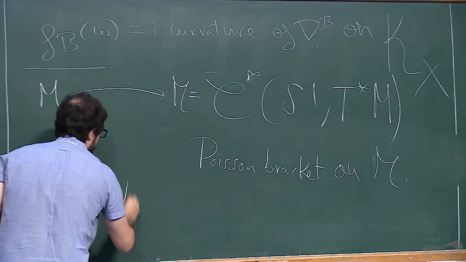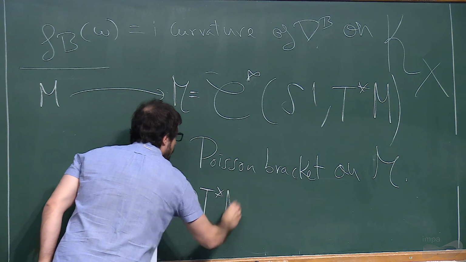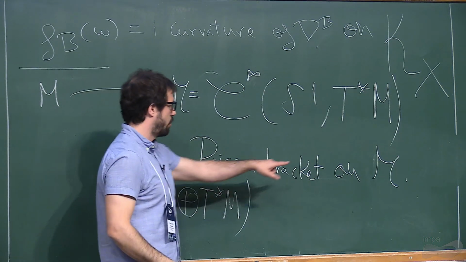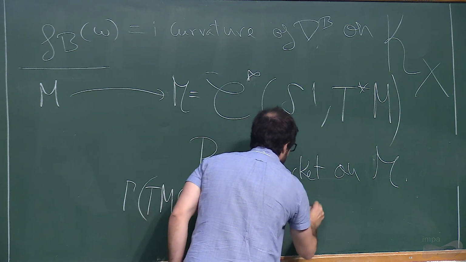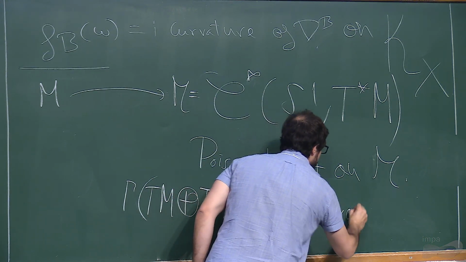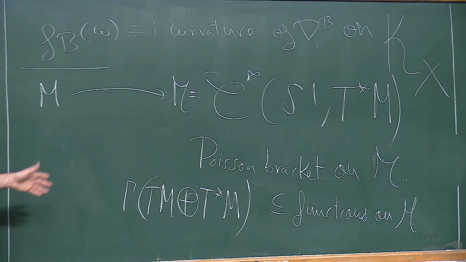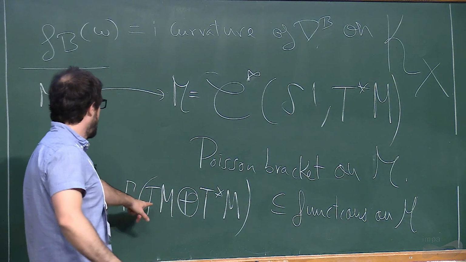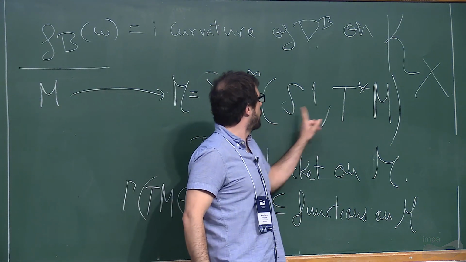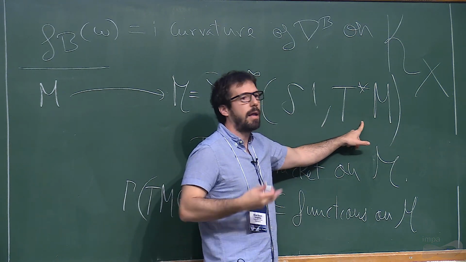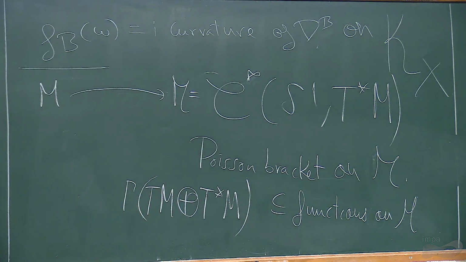Where sections of the tangent plus the cotangent of M are thought of as functions on the loop space. And you can very easily think of how these elements work, right? If I take a vector field, for example, I can contract along a map from S1 into the cotangent. I will get a function and I integrate along the volume. Okay? So this is the way you cook up.